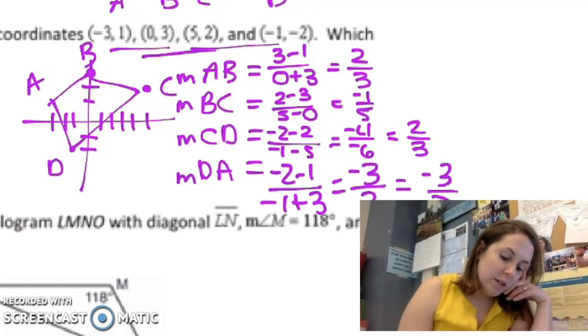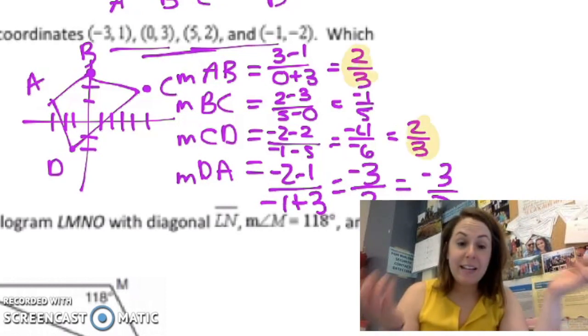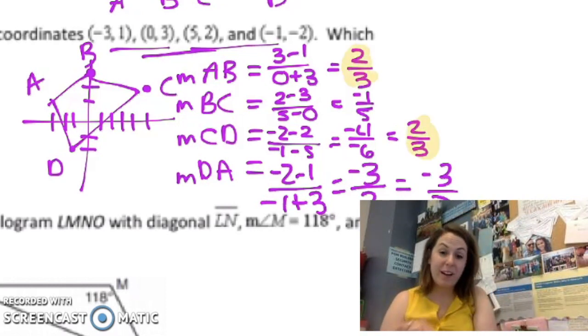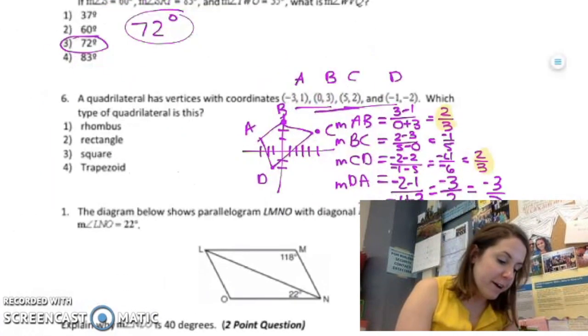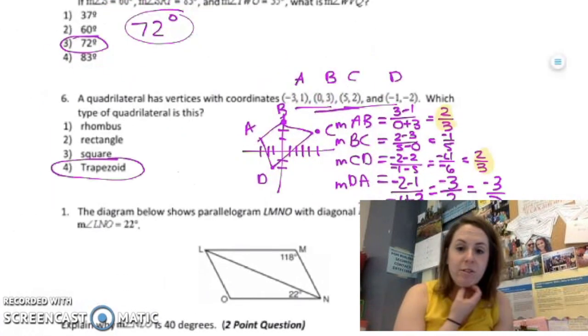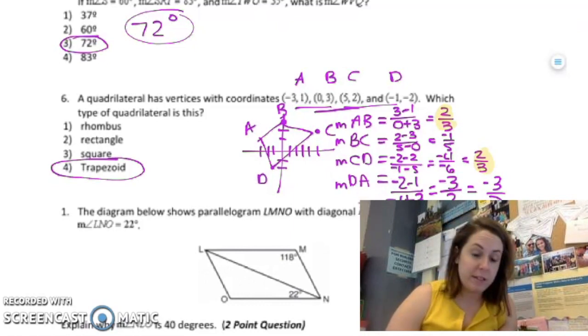So what I see here is that I have one set of parallel sides. Yes, I have a set of perpendicular sides, but that's not enough. One pair of parallel sides means that it is a trapezoid. All right, let's get into some free responses here.